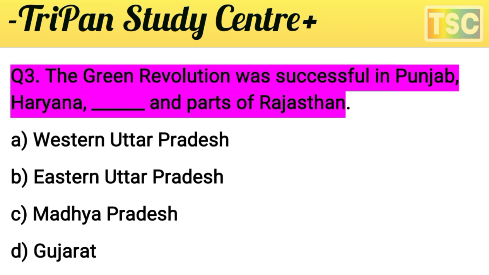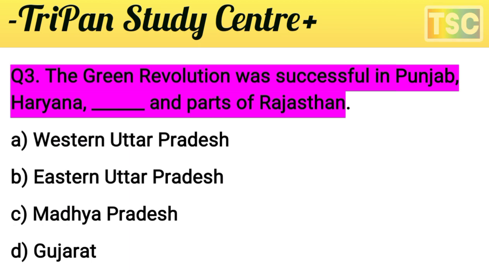C, Madhya Pradesh, and D, Gujarat, are already eliminated. The option is A or B. That's important. But first of all, check your knowledge. I give you a few seconds, note the answer in your notebook. You must have thought of your answer. Let's see the answer for this question.